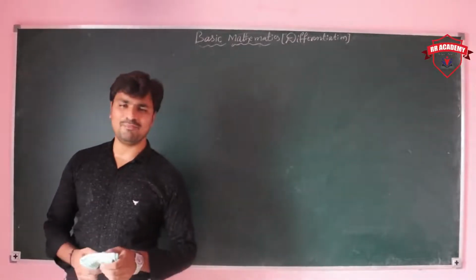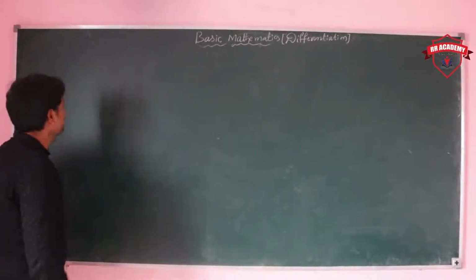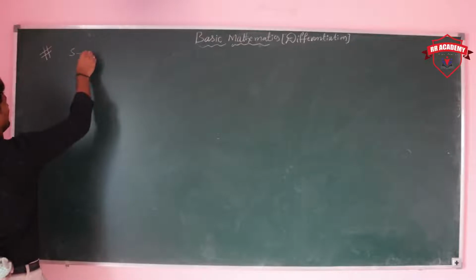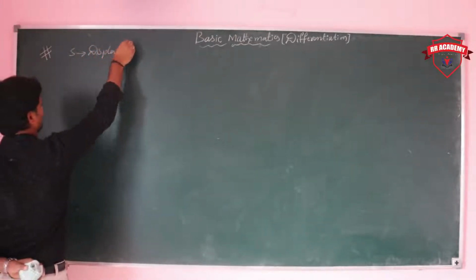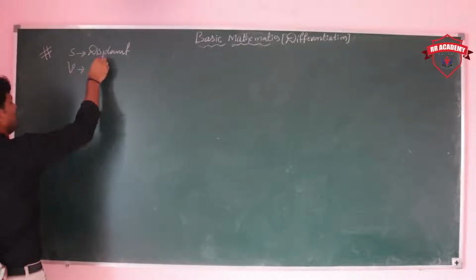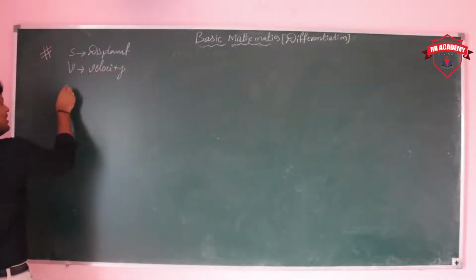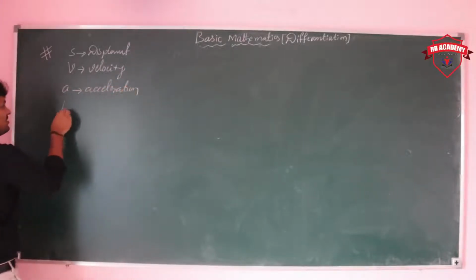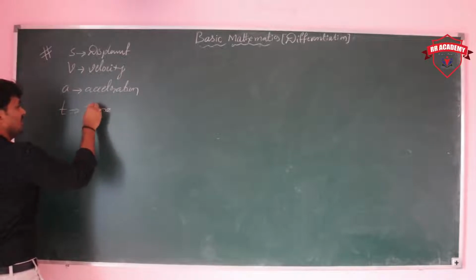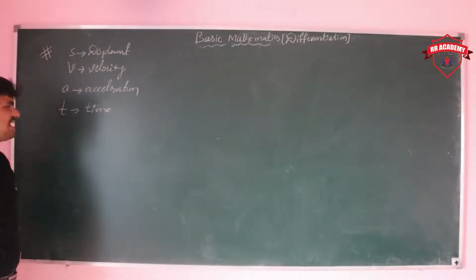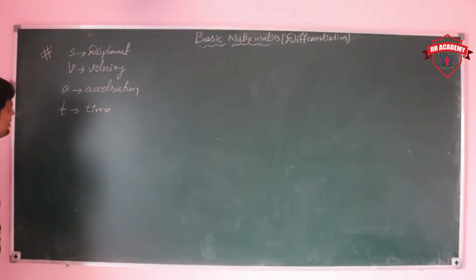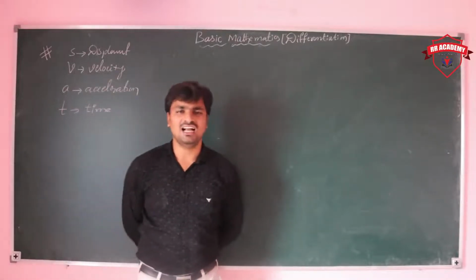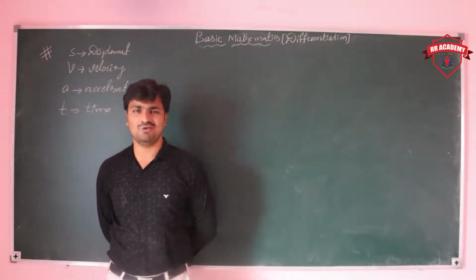Let's apply this expression to our physics. Generally, S stands for displacement, V stands for velocity, A stands for acceleration, and T stands for time: displacement, velocity, acceleration and time. Displacement is nothing but the shortest distance between two points, the line joining the initial to the final point.